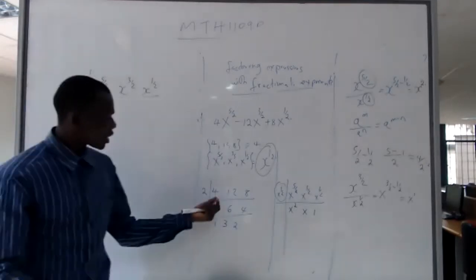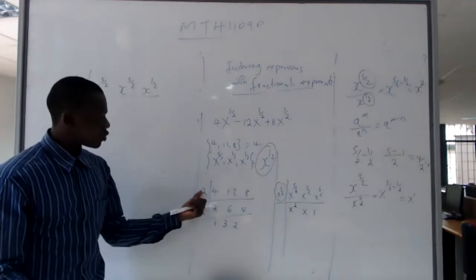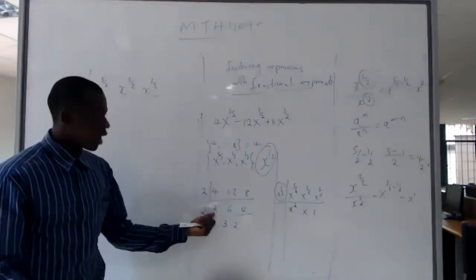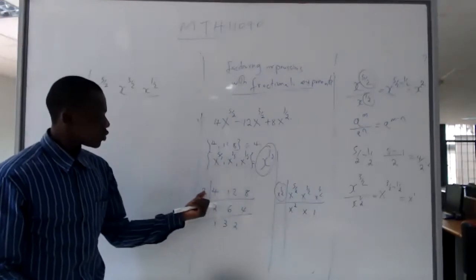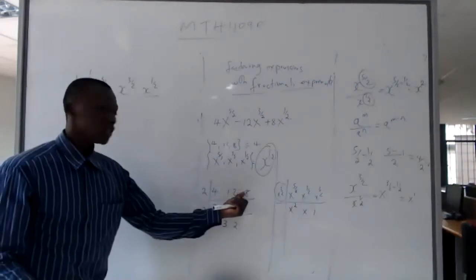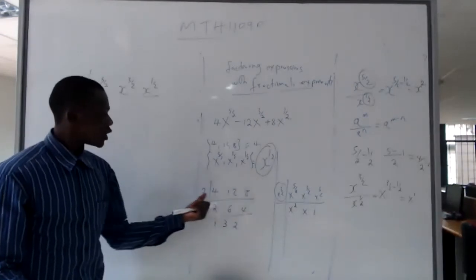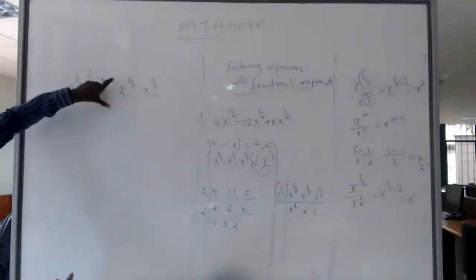The same way, in this case, how many times does 2 go into 4? You take 4 divided by 2 to get 2. How many times does 2 go into 12? You take 12 divided by 2 to give you 6. How many times does 2 go into 8? You take 8 divided by 2, giving you 4. So that is the same thing we are doing over here.